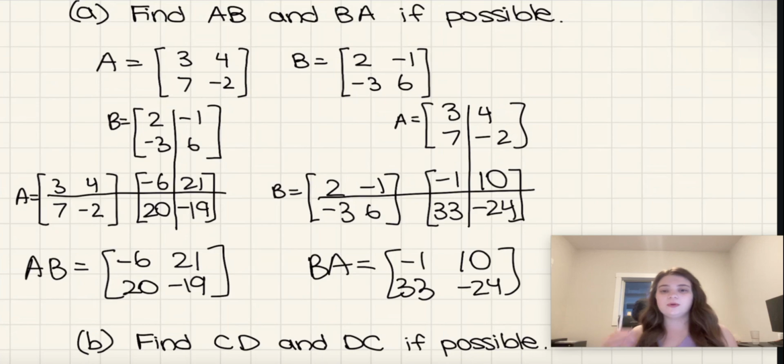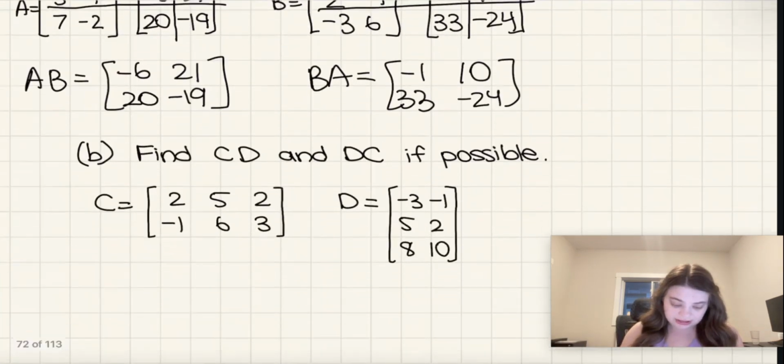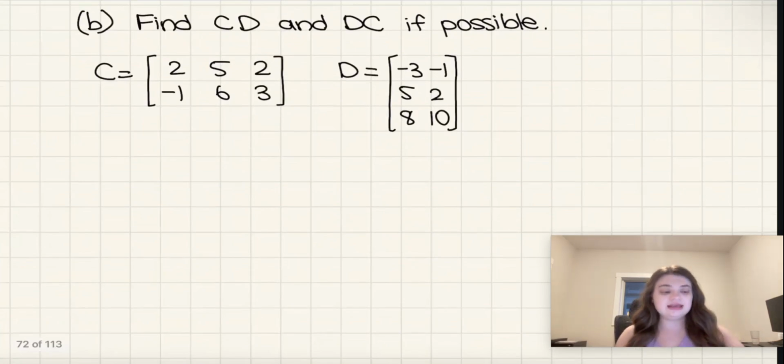So it's very important to remember that multiplying matrix A by matrix B is not the same thing as multiplying matrix B by matrix A, and I see this mistake all the time as a teacher. Okay, next let's move on to finding CD and DC if possible.